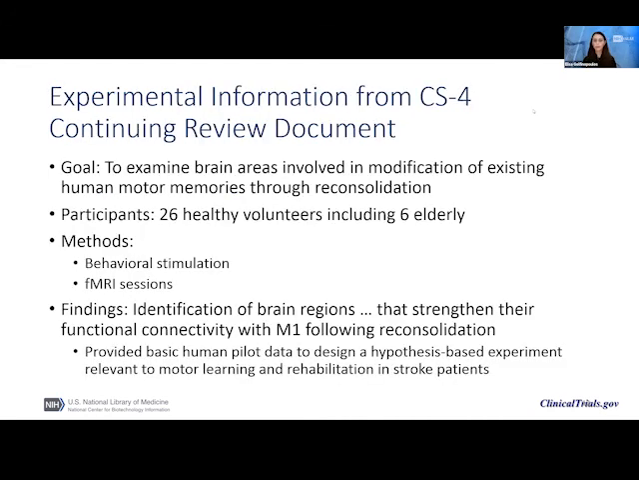Preliminary pilot studies are rarely captured in publication. However, we were given a copy of the continuing review document within which one of the pilot studies was described. The goal of this pilot was to examine brain areas involved in modification of existing motor memories. The results informed the design of a hypothesis-driven experiment related to motor learning and rehabilitation in stroke patients. The flexible nature of this protocol allowed for the development of a version of the experiment where a hypothesis could be tested. For protocols like these, we might ask, at what time point should registration and results reporting take place so that summary information about the study design and results are scientifically meaningful and useful?